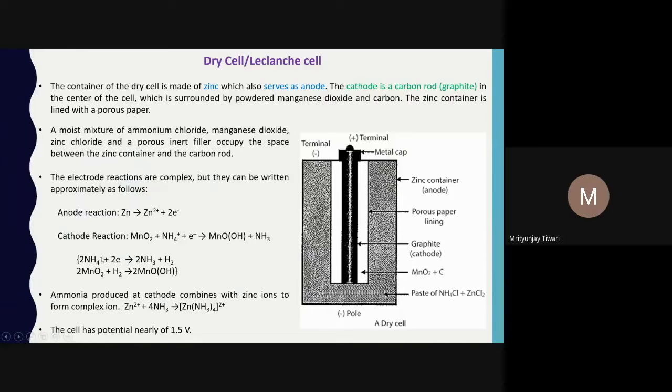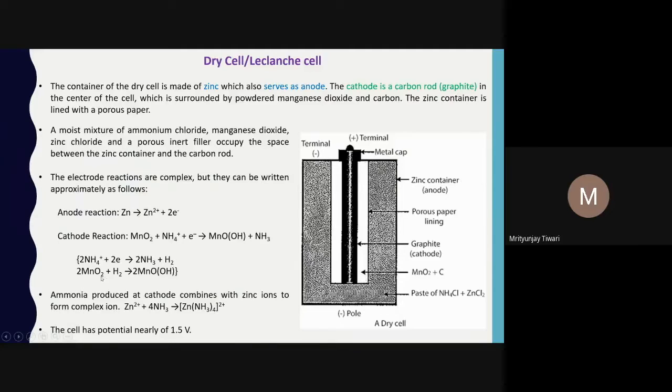So 2 ammonium ions accept these 2 electrons, and they will be converted into ammonia gas plus hydrogen gas, 2 molecules of ammonia and 1 molecule of hydrogen. And this MnO2 reacts with hydrogen to form 2 MnOOH. And we know the addition of hydrogen is also a reduction process.